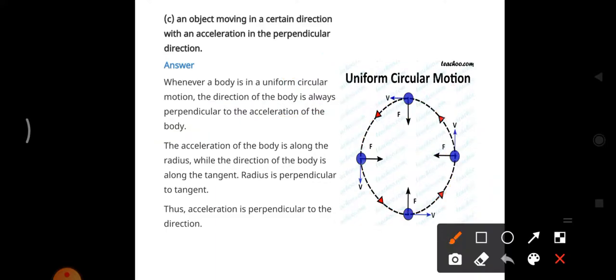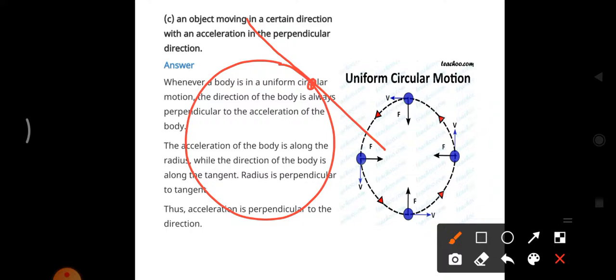Do you understand? If you take a circle, maybe the object is here. So how to find the direction? You have to draw the tangent line. This is a tangent line. So this is the direction of the object. The acceleration of the object is towards the center, that is along the radius. So here the direction of the body and the acceleration are perpendicular to each other. In circular motion, the direction of the body is perpendicular to the acceleration of the body.